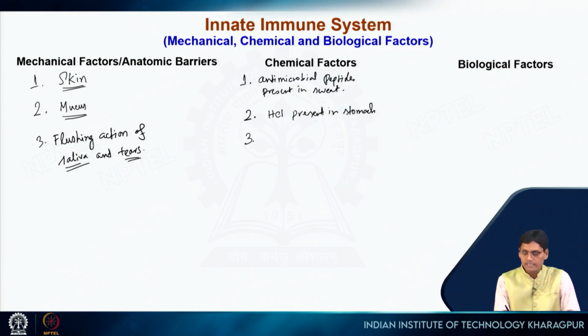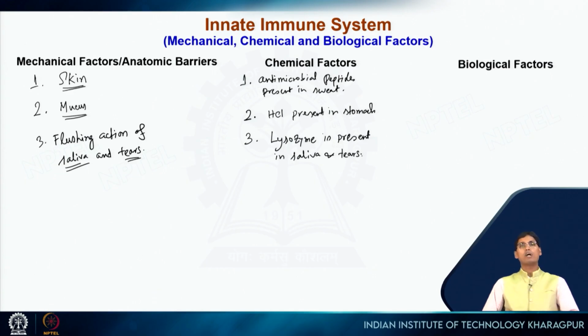Then number 3, another very important chemical factor, is lysozyme. That is an enzyme that acts against the peptidoglycan layer of bacteria. So you can just consider that lysozyme can destroy bacteria, right? And lysozyme is present in huge amounts in saliva and also in tears. So these are some examples of chemical factors that also protect us.